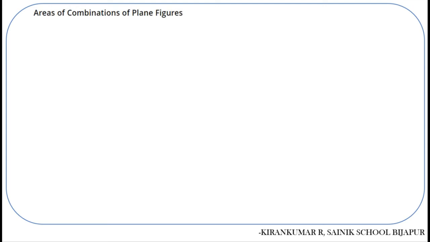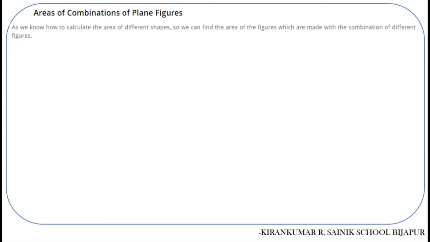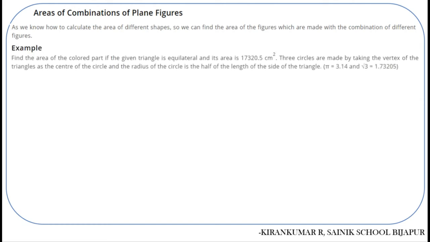In a few cases, there will be a combination of plane figures. As we know how to calculate the area of different shapes, we can find the area of figures which are made by the combination of different figures. For example, find the area of the colored part in the given figure. The triangle is equilateral and its area is 17320.5 centimeter square. Three circles are made by taking the vertices of the triangle as the centers, and the radius of each circle is half the length of the side of the triangle. Taking pi equal to 3.14 and root 3 as 1.73205, let us find the area of this colored part.